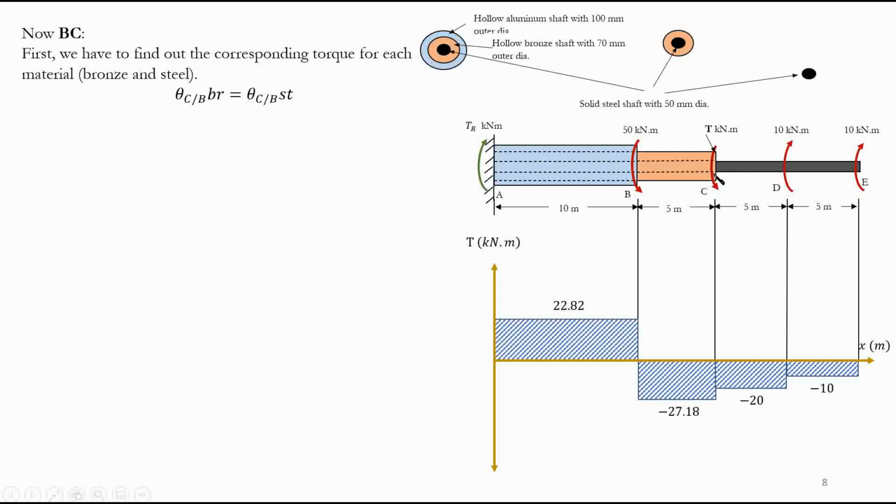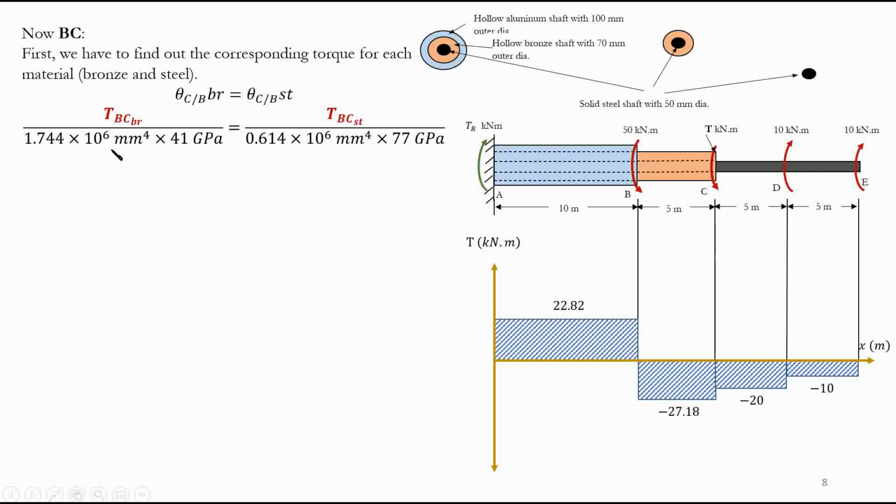The fact that the rotation from point C to point B is going to be equal for both bronze and steel. Again, the same argument: there's no slip between these two cross sections, between the two materials. They rotate together. It's composite, right? That's what composite means. So it means that theta CB bronze is equal to theta CB steel. What's the equation? Again, TL over JG. L is already cancelled because they are over the same length. And this is the J for the bronze, J for the steel, G for the bronze, G for the steel.